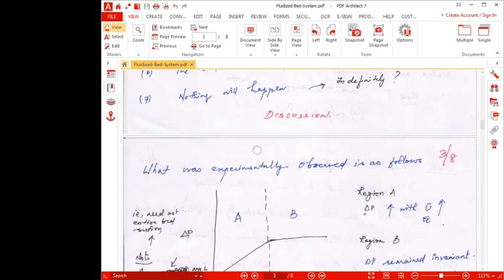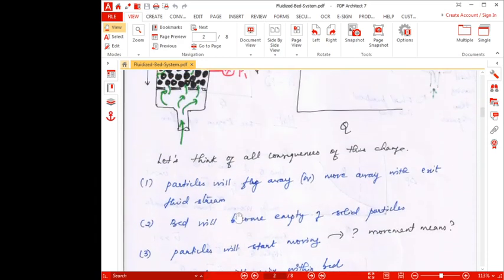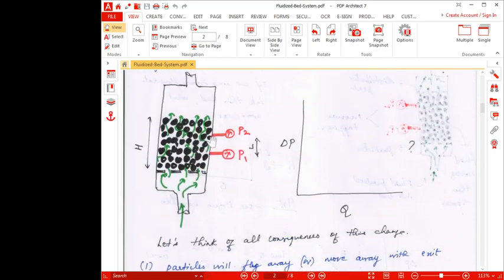So what was experimentally observed was something like this. When the pressure drop was plotted against the flow rate or the superficial velocity, remember the superficial velocity is based on the empty cross-sectional area of the bed. What I mean by the empty cross-sectional area of the bed is this area.